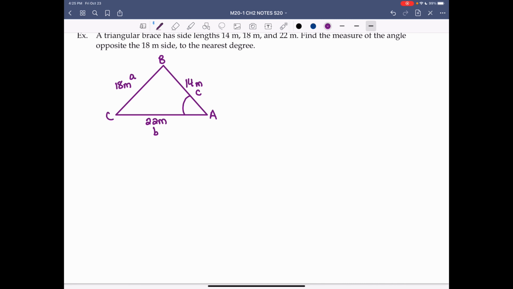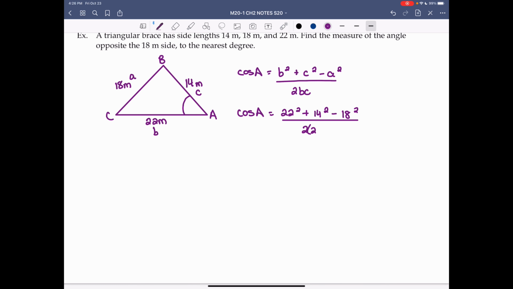I labeled the angle I want A so that I don't have to change the equation. Cos A equals b squared plus c squared minus a squared divided by 2bc. Plug in your information. Cos A equals 22 squared plus 14 squared minus 18 squared divided by 2 times 22 times 14.